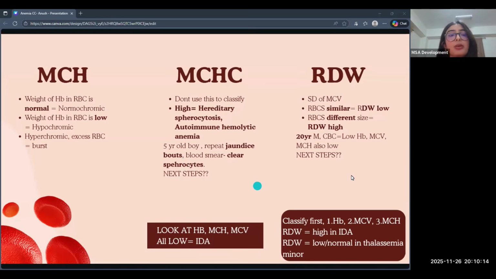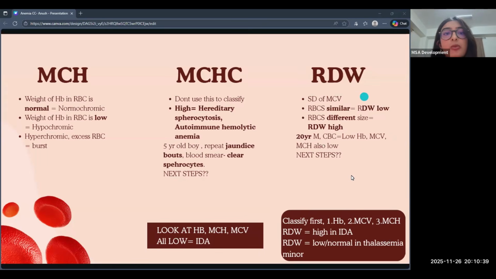First of all, every single time a patient comes in, you do a CBC panel and look at the HB, MCH, and MCV. If they're all low, it's iron deficiency anemia. Now let's talk about this case: a 20-year-old male whose CBC shows low HB, MCV, and MCH, which I said was iron deficiency anemia. Now we need to find out if it's iron deficiency anemia or thalassemia minor.